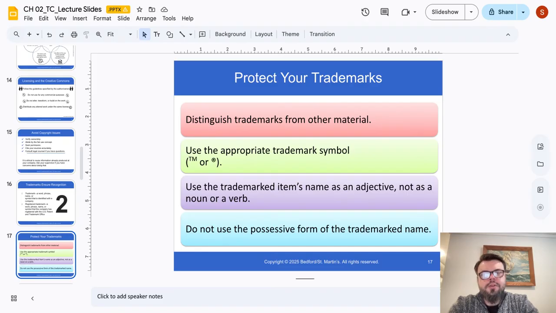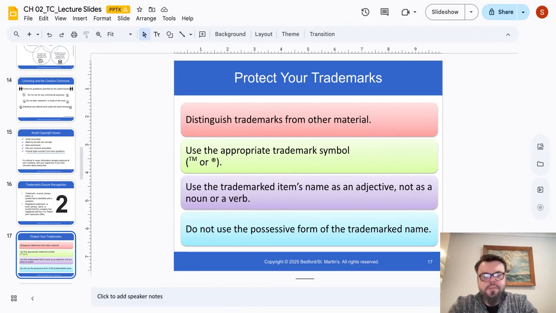Second, writers should use the appropriate trademark symbol at least once per document, usually the first time the name appears, and include a clarifying note if necessary. Third, and this is especially important, trademarks should be used as adjectives, not nouns or verbs. For example, you buy a LaserJet printer, not a LaserJet. When trademarks become generic nouns, companies can lose legal protection.